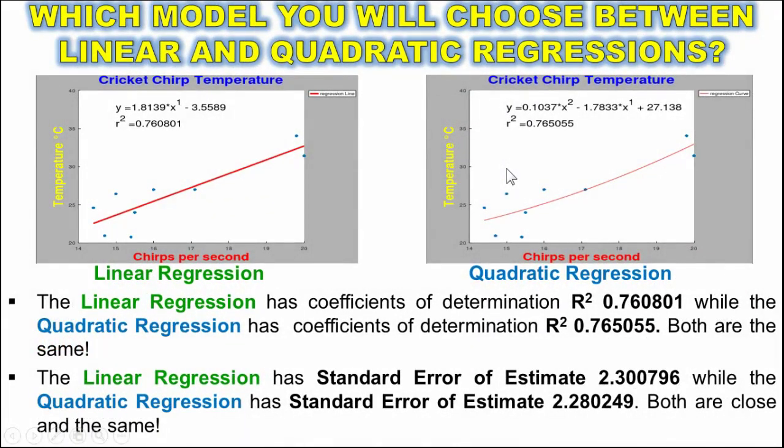The linear regression has coefficient of determination r squared 0.760801, while the quadratic regression has a coefficient of determination r squared 0.765055. Both are the same. The linear regression has standard error of estimate 2.300796, while the quadratic regression has a standard error of estimate 2.2800249. Both are close and the same.